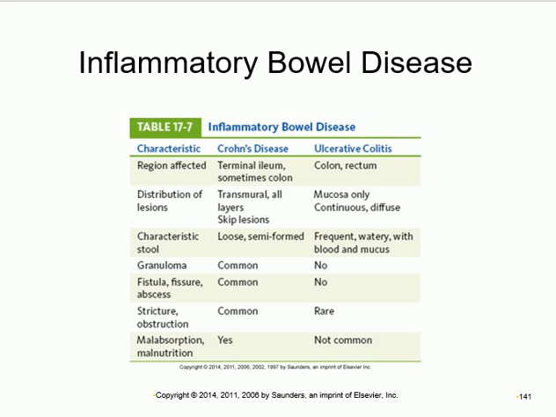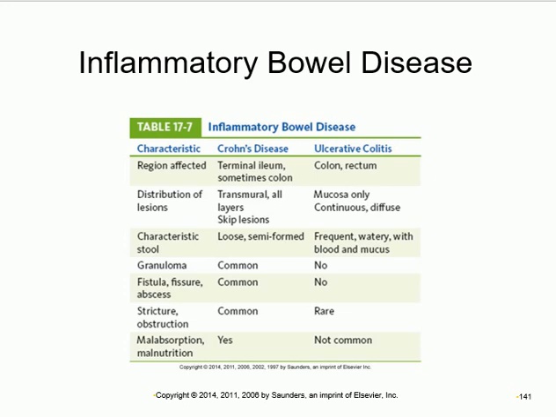The stool here is loose. Look at this one here. Very characteristic: frequent watery stool with blood and mucus. If you see this, it's ulcerative colitis. This is how important this is. Look at the stool. If you see it watery, with blood and mucus, it's ulcerative colitis.